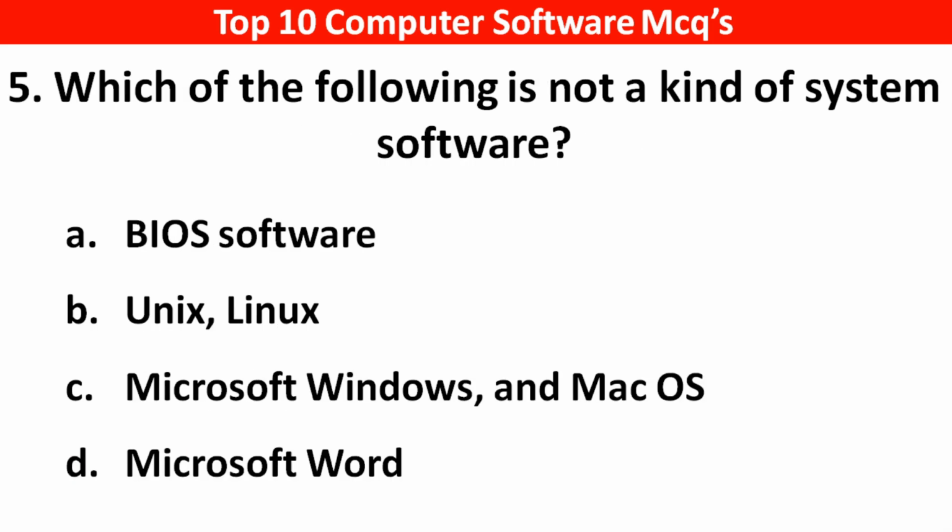Next question. Which of the following is not a kind of system software? Options A, BIOS softwares, B, Unix, Linux, C, Microsoft Windows and Mac OS, D, Microsoft Word. Right answer is option D, Microsoft Word.